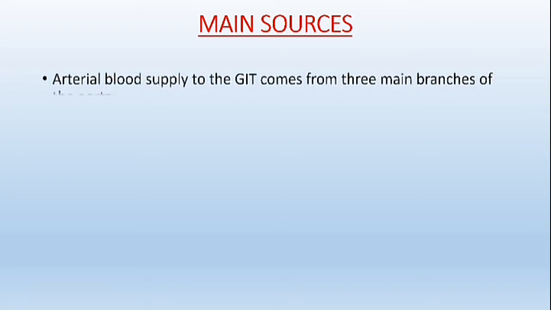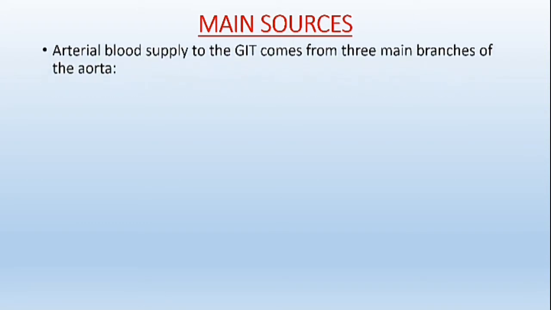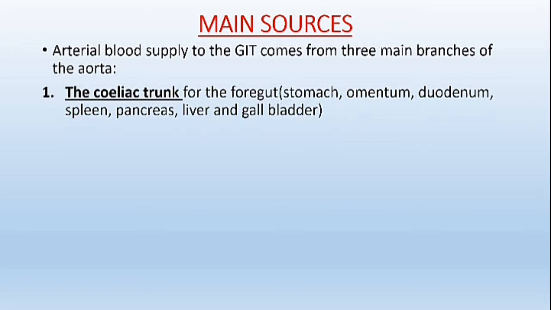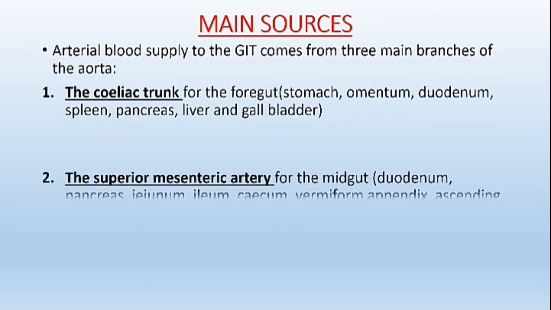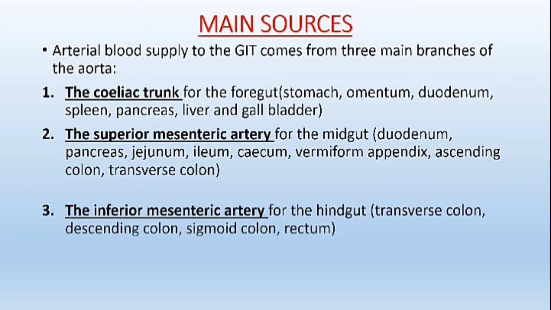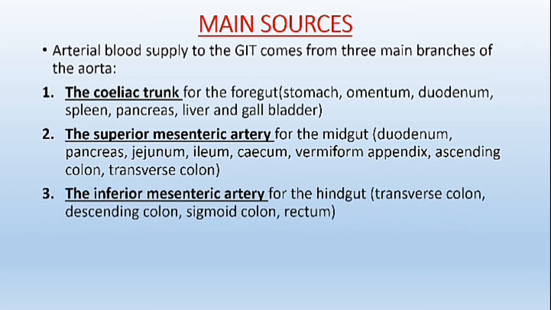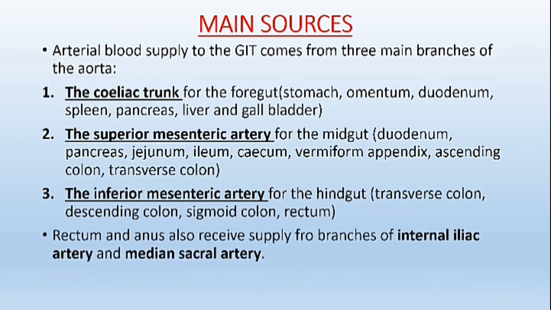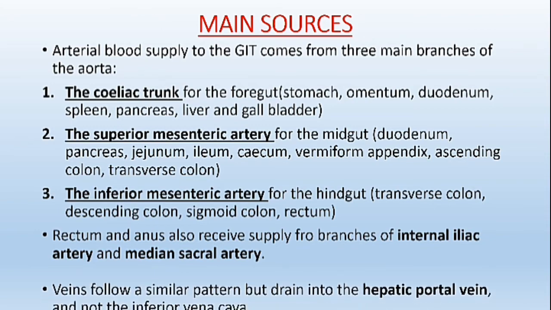The GIT derives most of its supply from three main branches of the aorta. The celiac trunk or the celiac artery supplies the structures of the foregut. The superior mesenteric artery supplies the structures of the midgut, and the inferior mesenteric artery supplies structures of the hindgut. The rectum and the anal canal derive part of their supply from branches of the internal iliac artery and the median sacral artery. The veins of the GIT follow a similar branching, but drain into the hepatic portal vein and not the inferior vena cava.